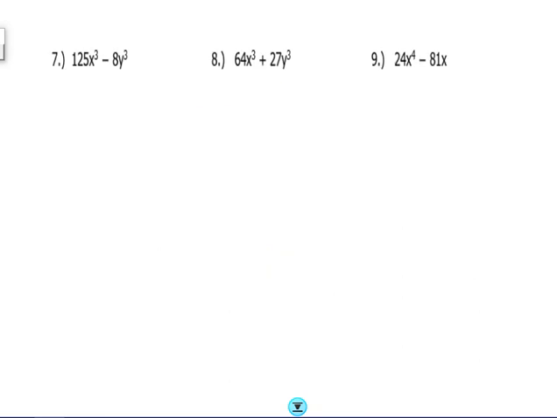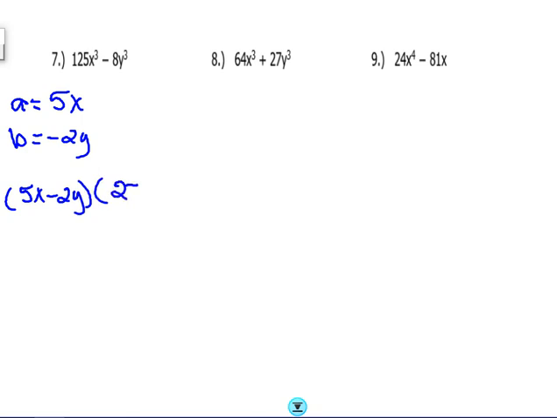Alright, here's some more to practice. Here again, once you stop the video, try these, and then restart when you're ready to check your answers. Alright, so my first term is going to be 5x. My second term is negative 2y. It's a difference this time. So 5x minus 2y, square, opposite multiply, and then square the last term.